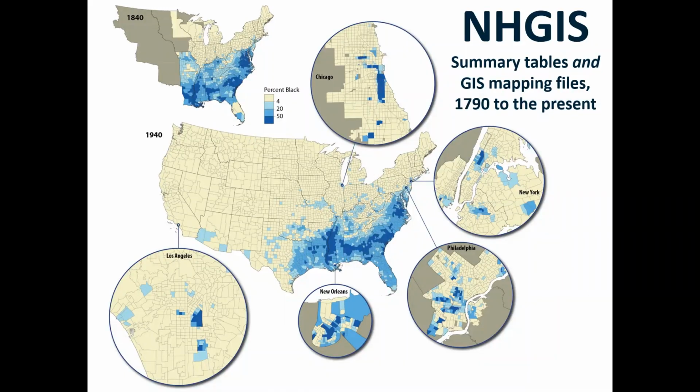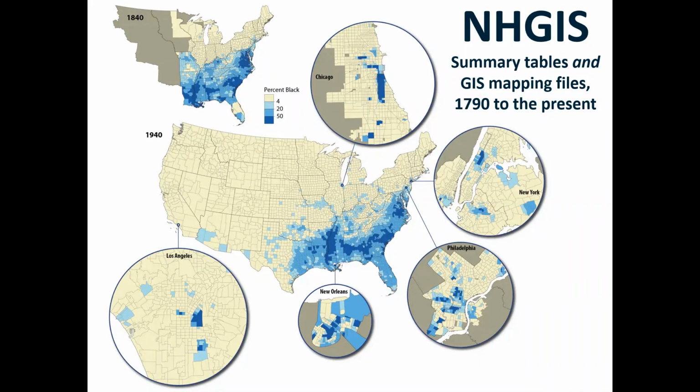NHGIS is a place where you can go to get both the table data that describes these census characteristics, counted characteristics, and the boundary data for these counties and census tracts as they were defined historically. We have state and county tables and boundaries going back to 1790, and we have the tract data back to 1910.